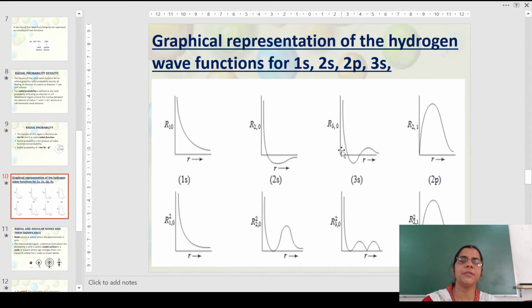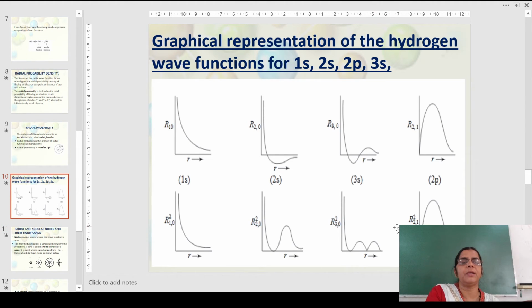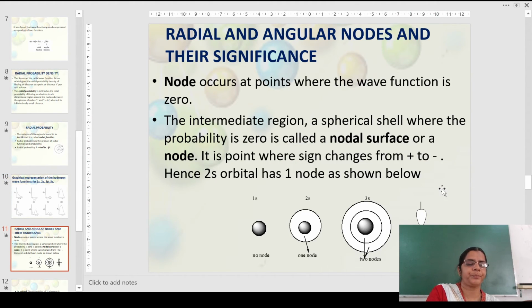Whereas in this case there is one plus and one minus, and from minus it again changes to plus. So in case of 3s orbitals there are two nodes, as we have seen here. Likewise, we can always say how many nodes are there in every orbital. In case of 2p orbitals, there are no nodes.